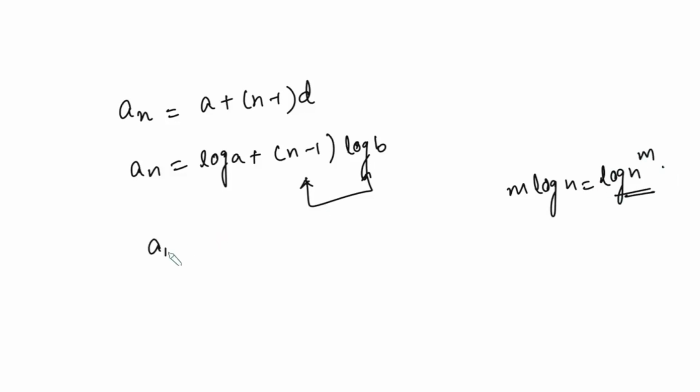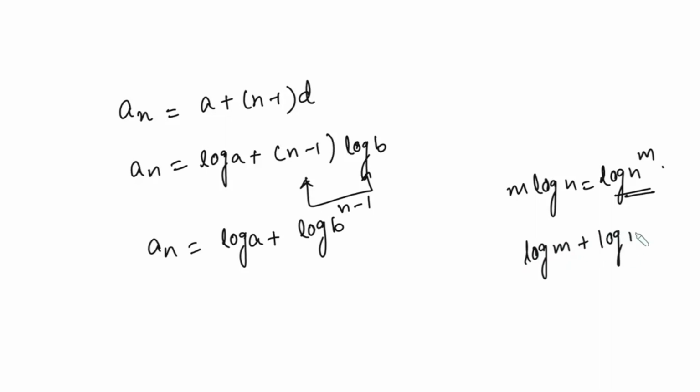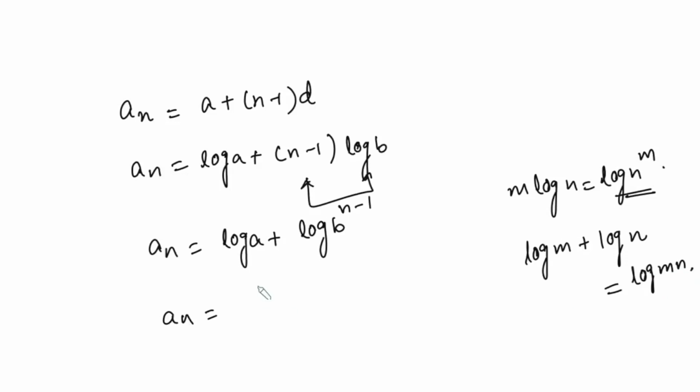So we have a_n equals log A plus (n minus 1) log B, which is log A plus log B raised to the power n minus 1, which is the same as log m plus log n, which is log mn. So the nth term can be written as log A B raised to the power n minus 1.